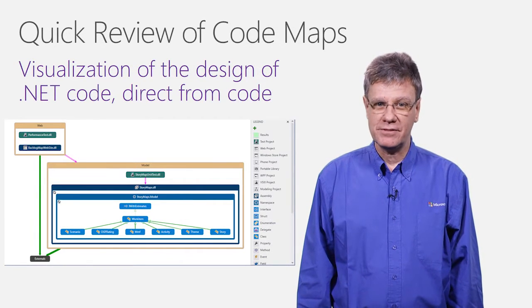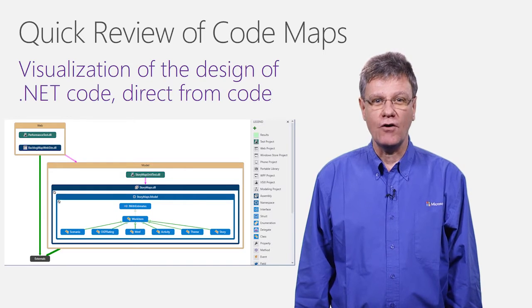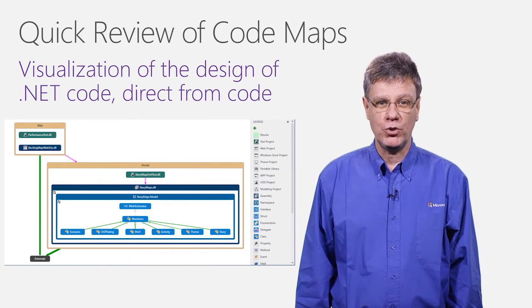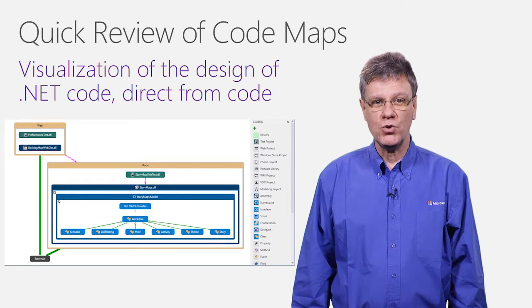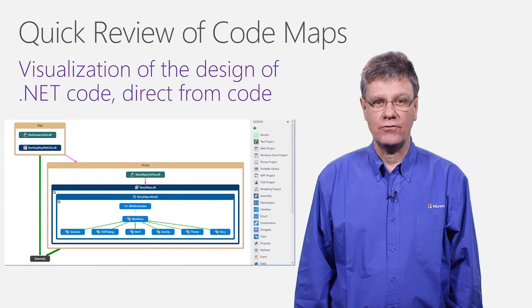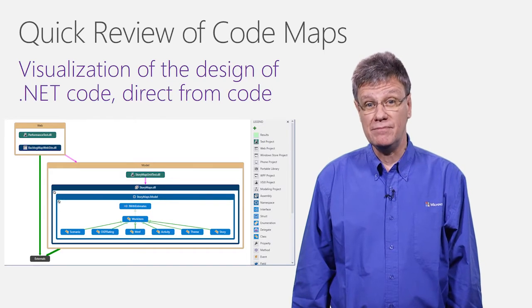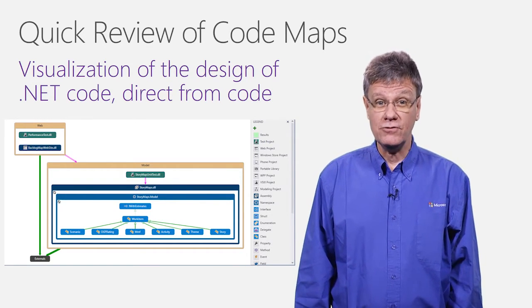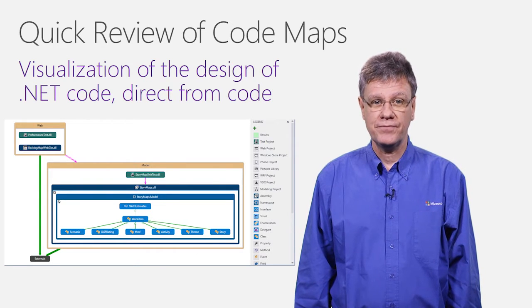So what are code maps? They are visualizations of the design or architecture of code inferred directly from the code. They show code elements in their context, for example, methods in types, in namespaces, in assemblies, and in solution folders. They also show relationships between these.